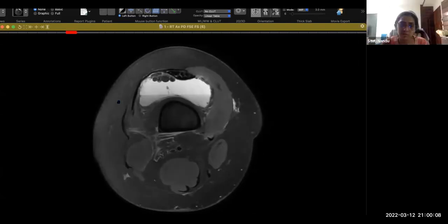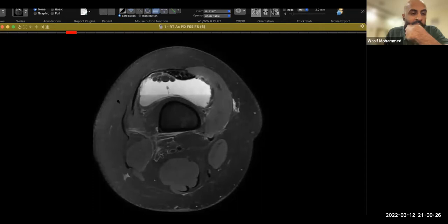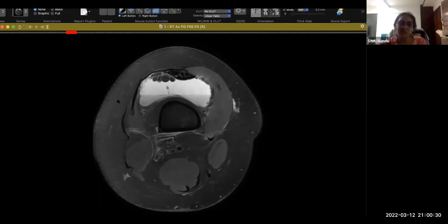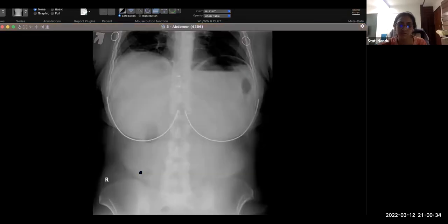Those loose bodies were likely just, I'm not able to comment. It could be just some fat droplets floating on top of the effusion, but they would appear hyperintense. Okay, so next case.